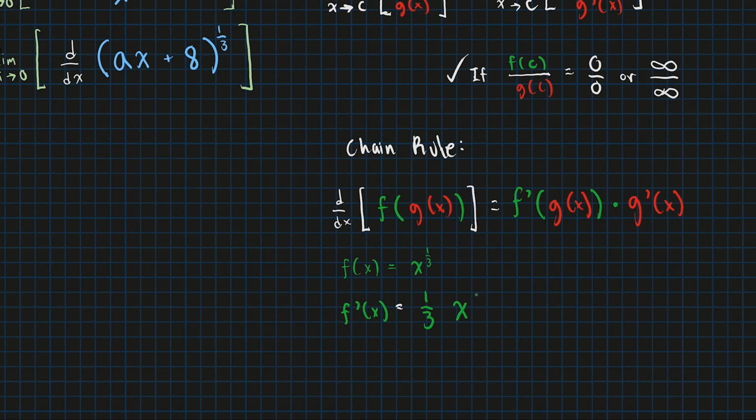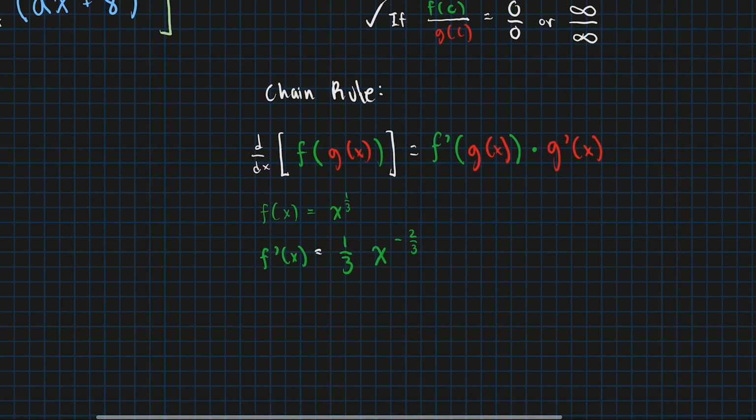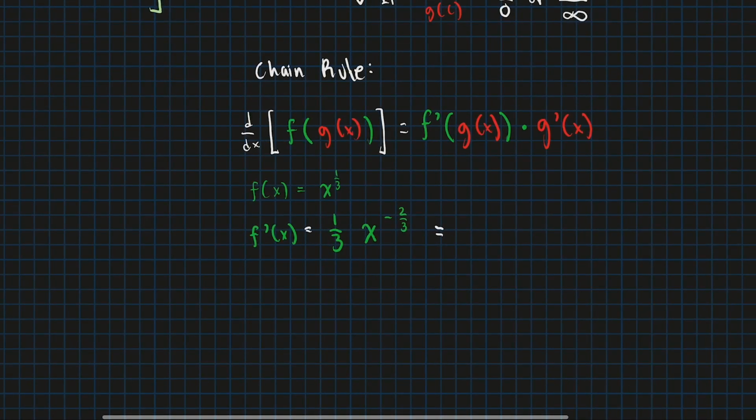So times x to the -2/3. I think it would be a lot easier to use this if we put this into a fraction. So as a fraction, this x to the 2/3 goes to the denominator because that is negative out here. So we just have 1 in the numerator. We still have this 3 in the denominator, and that is multiplied by x to the 2/3.